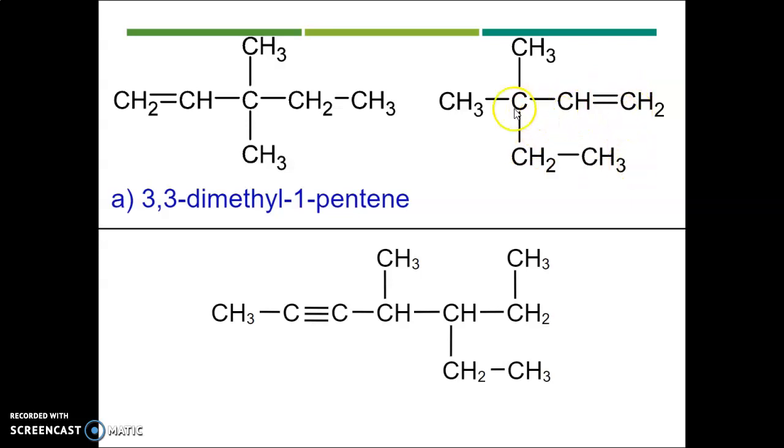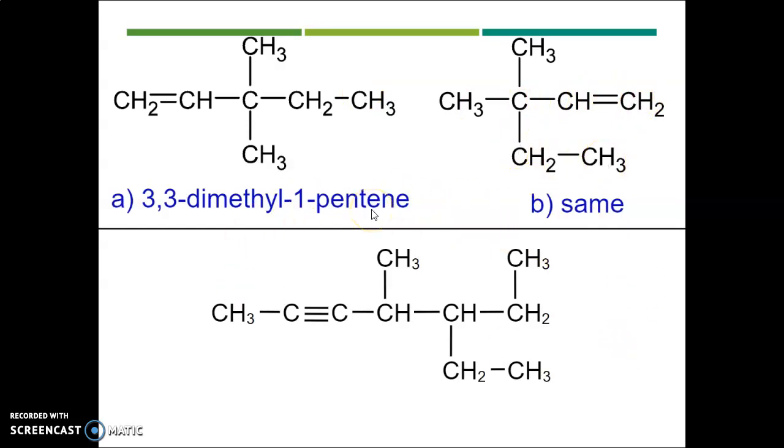1, 2, 3, 3, and these are methyls again. 3, 3-dimethyl-1-pentene. So it's the same thing. It just looks different. All right, so again, the parent chain was straight this way. In this case, it kind of curves, so remember that. All right, here's our last one.